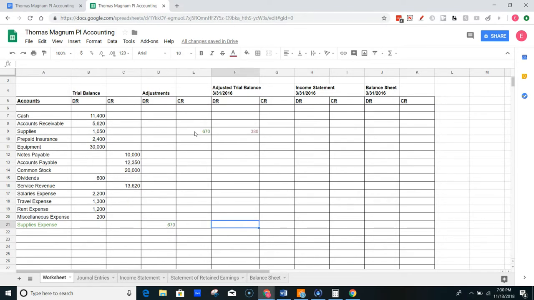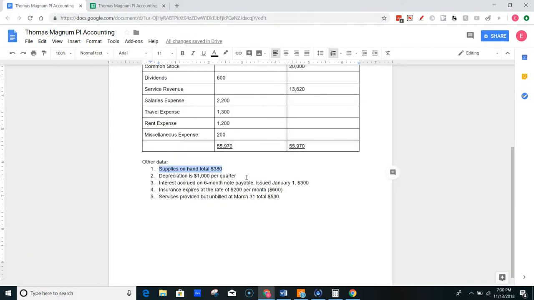I jump over here to my debit column and I go ahead and put in my adjustments, adjusting trial balance. Instead of waiting until I have all of this stuff and I've got tons of things I can have confused, I simply do, hey, I just put this in, I know it's 670, so I have my full balance. And up here, I had 1,050, I know I took 670 off of that, so I have 380. That way my adjustment balance is going along with me. All right, so let's jump to the second one.